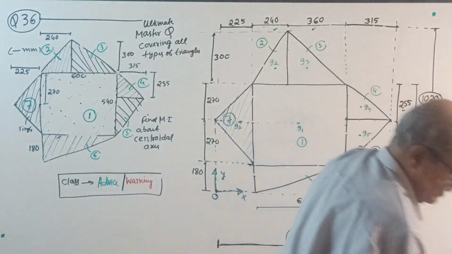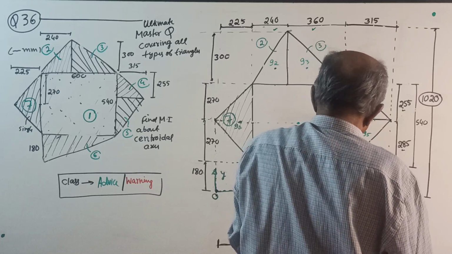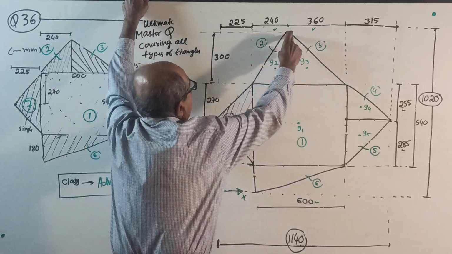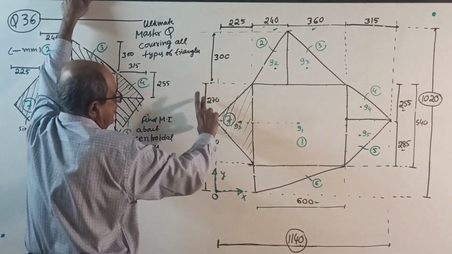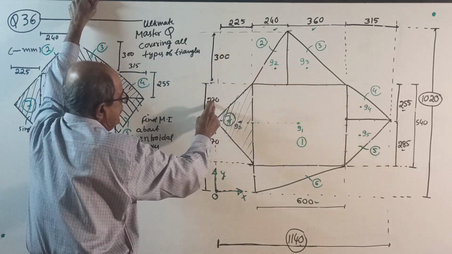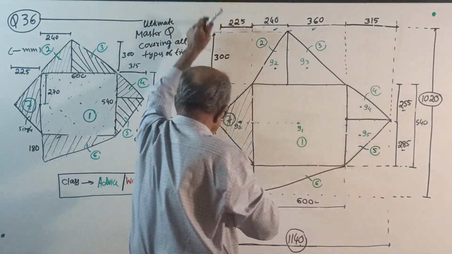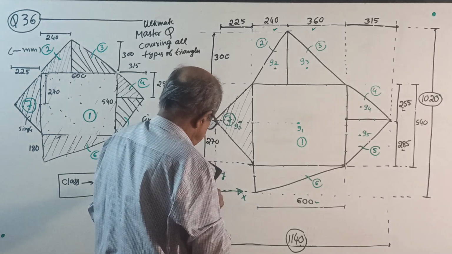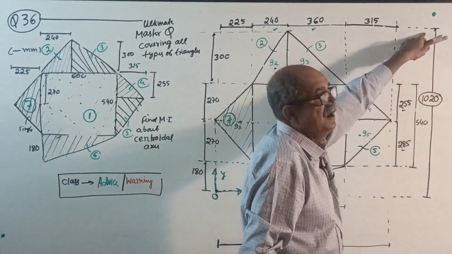I'll check once again, on the safer side. I want the correct answer, I don't want any mistake. 225 plus 600 plus 315 equals 1140, yes. Vertically, this height is 300 given here, then 270 and 270, and 180 is this one. 300 plus 270 plus 270 plus 180, or 300 plus 540 plus 180, whatever you want, is 1020. That is the total depth.